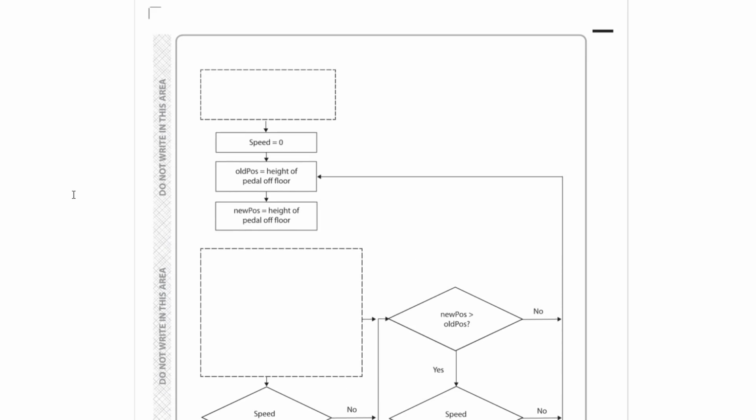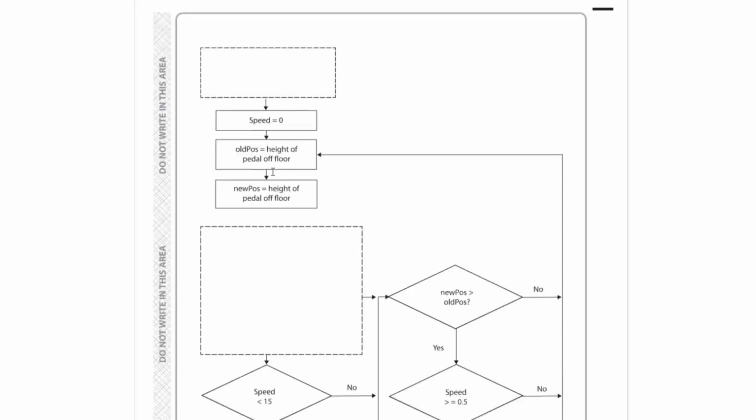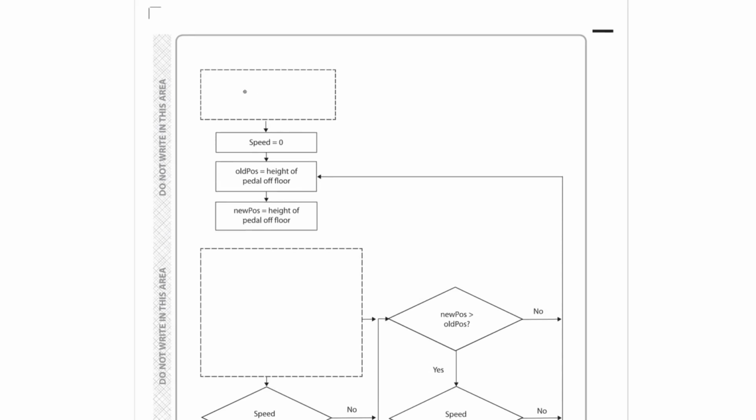And let's just try and work out roughly what's going on here. So we've got, well, we need to start somewhere first of all. So this gap is going to be our start symbol. So that just gets one out of the way, I suppose. You just start symbol. And it's kind of like that. It's meant to be more curved, but anyway, get the gist. And so first of all, the variable speed is set to 0. The old position is the height of the pedal off the floor.